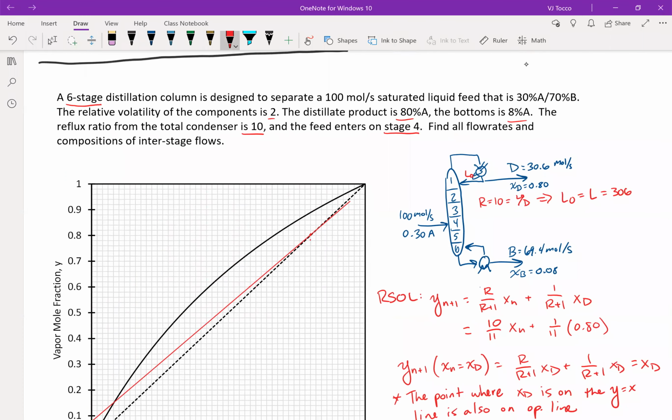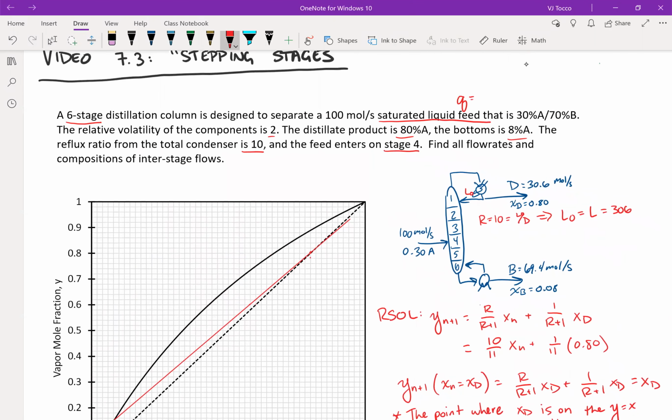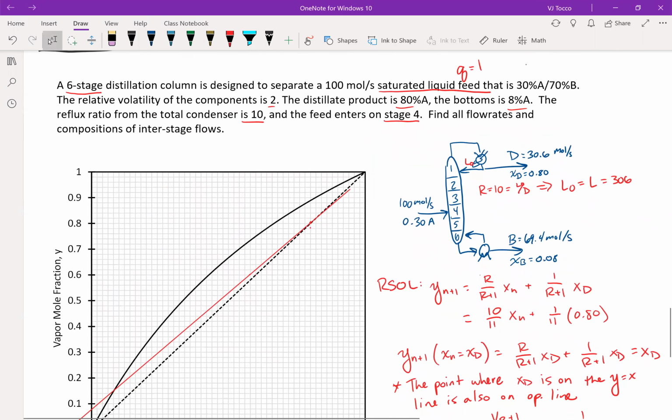Now, my problem statement says I have a saturated liquid feed, so that corresponds to Q is equal to 1. And I can use the equation that I derived above, or I could just simply think about it. If I'm adding a saturated liquid feed, that is going to add to the liquid flowing downwards. So L prime in this case is going to be equal to L plus F. And it's only this equation because the feed is saturated liquid. If the feed was saturated vapor, I could not write this equation. But I know that the feed is 100, L is 306, so therefore L prime must be 406 moles per second.